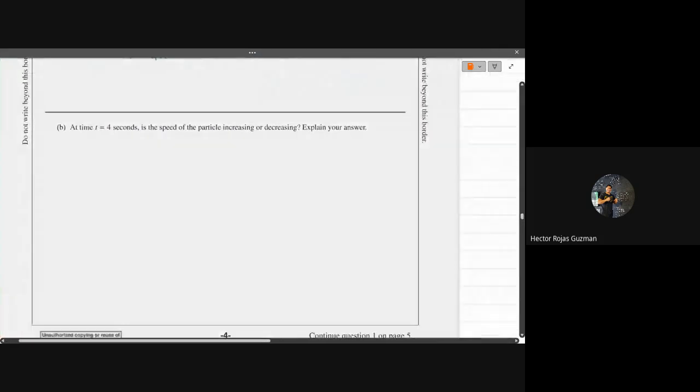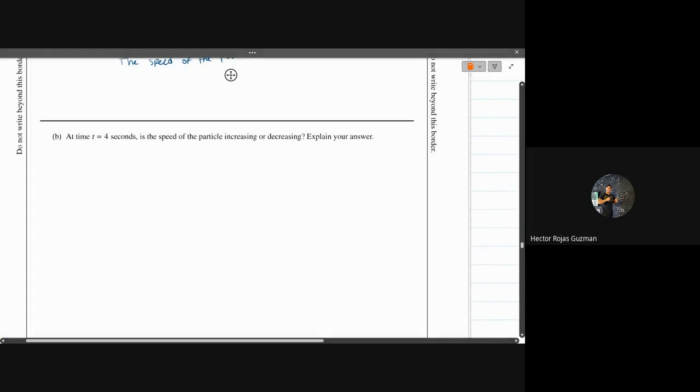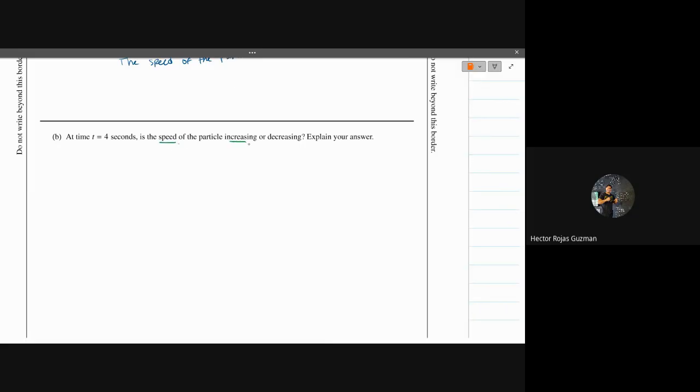Is the speed of the particle increasing or decreasing? Anytime you want to figure out if something is increasing or decreasing, you've got to get its derivative, right? So speed, derive speed. Speed is the square root of x prime of t squared plus y prime of t squared.